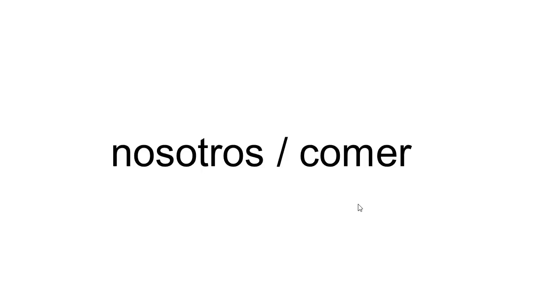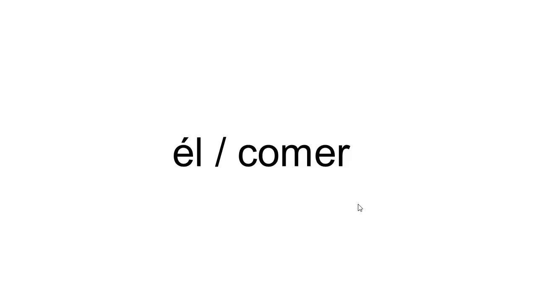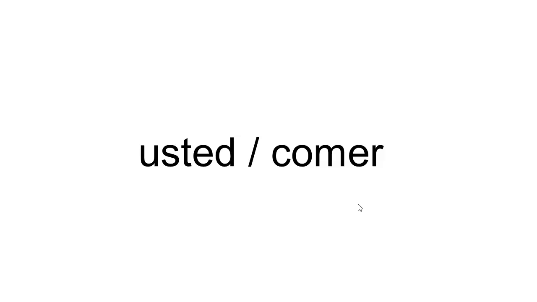We ate. ¿Cómo se dice? We ate. Nosotros comimos. We ate. He ate. Él comió. You ate. Usted comió. You ate. They ate. Ellas comieron. A different verb, escribir, to write.